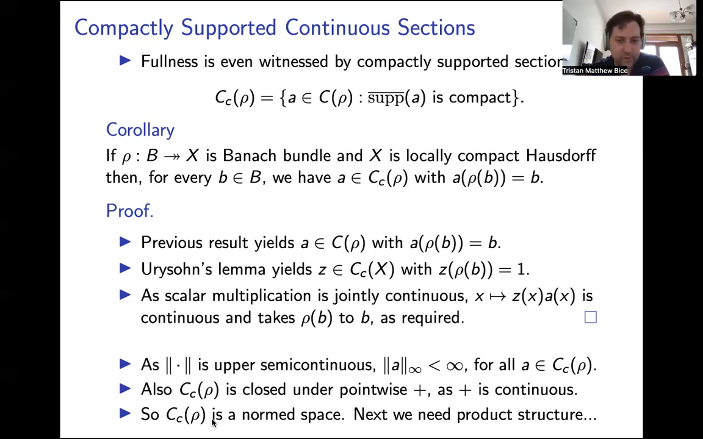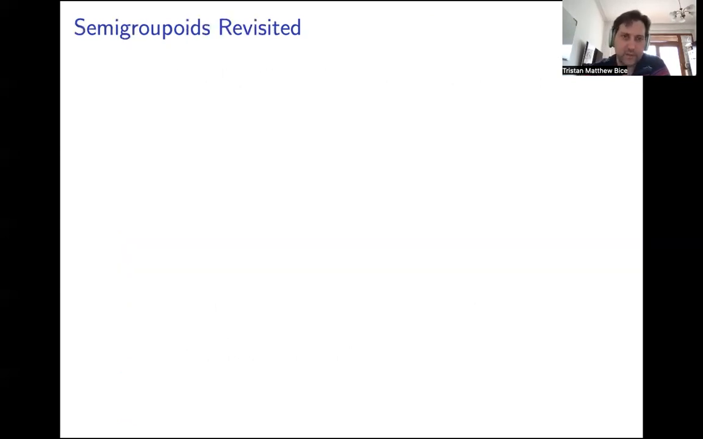This is the kind of thing we want to do, but we also wanted to have some kind of product structure. We wanted to be able to define a kind of convolution of these sections. But to have any chance of defining a product of sections, we also need a product between certain fibers. We need this extra product structure to be able to define the product structure on these sections. So how do we deal with that? Well, let's do a quick review of semigroupoids.